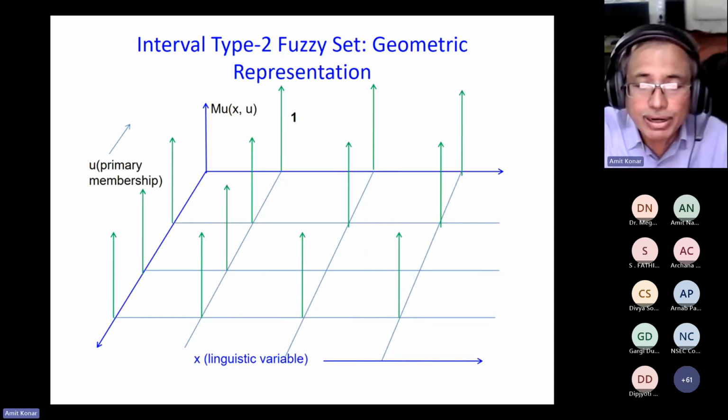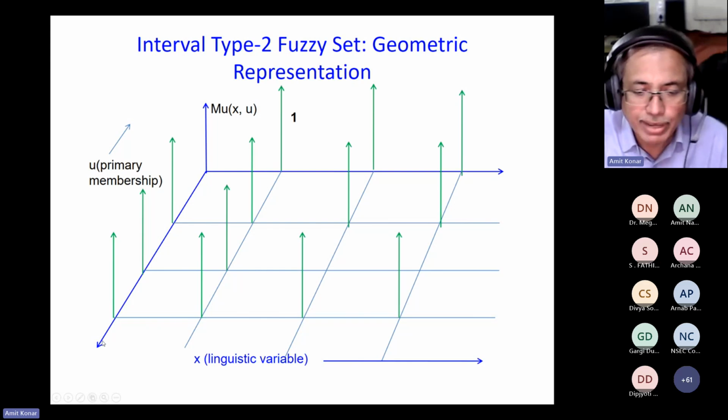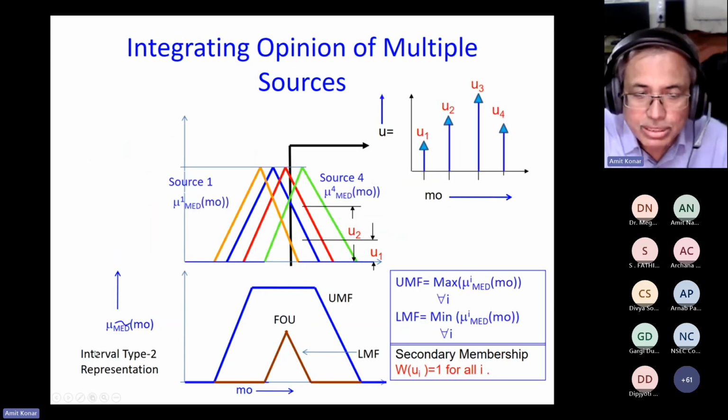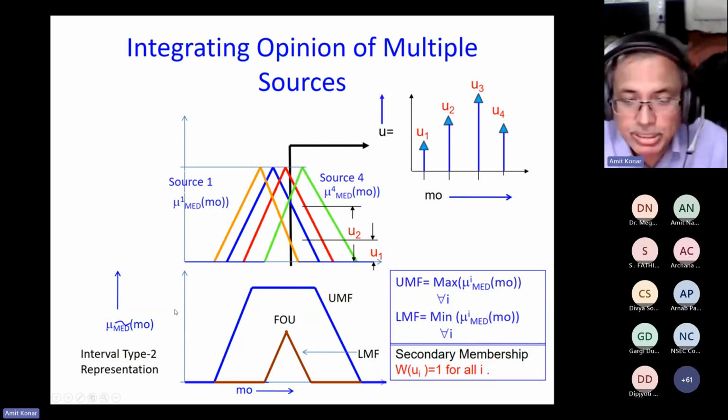Now, in an interval type 2 fuzzy set, the x-axis is the linguistic variable. The y-axis is called the primary membership value. Primary membership value means, just like in the previous slide, these are primary membership values. When you integrate them together by taking the union, you also get it only on the primary axis. But what is the secondary membership?